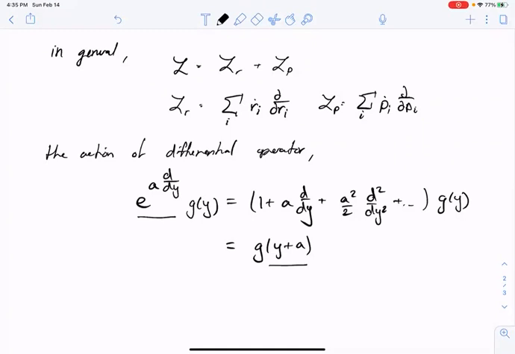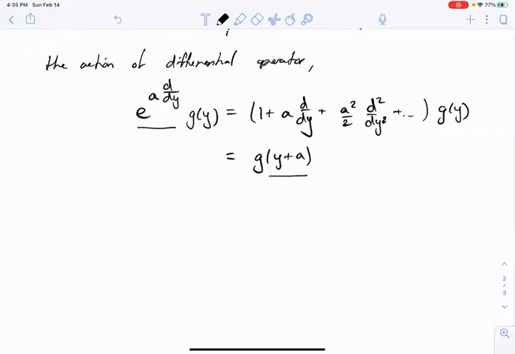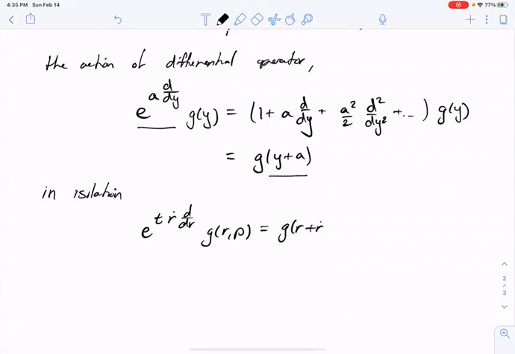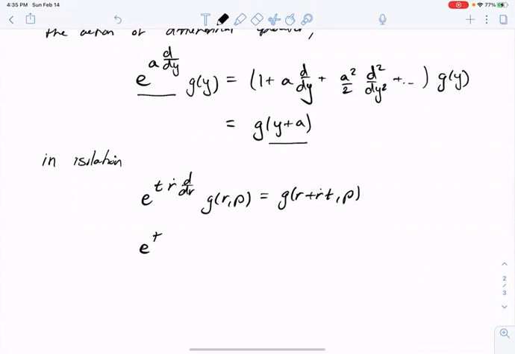But of course, only in the limit where that Taylor series is carried out to infinite precision. So in isolation, the individual operators L_R and L_P act similarly. If I took the differential operator for positional updates, some r-dot d/dr, multiplied it by displacement time t and acted upon some function of r and p, that is going to move r by an amount r-dot t, holding the momentum fixed. And analogously, I can generate time translations on momentum variables in an analogous way.